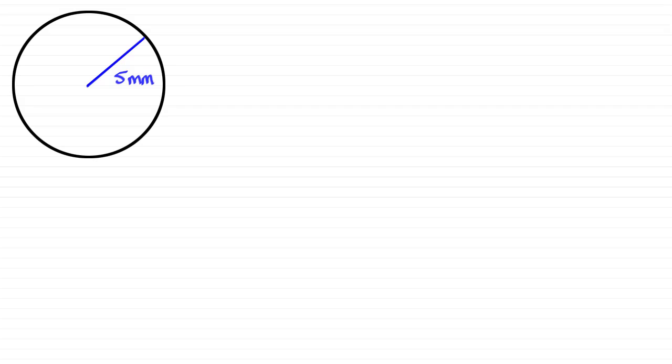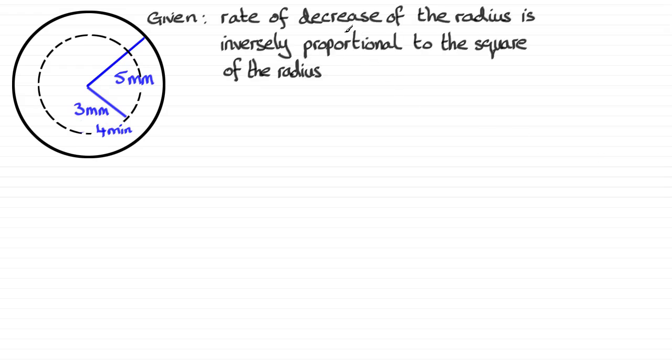So for this question then, what I've done is just drawn a sketch of our sweet. Initially it has a diameter of 5 millimeters, and then we're told that after 4 minutes its radius is now down to 3 millimeters. We're also told that the rate of decrease of the radius is inversely proportional to the square of the radius. And we're being asked to find an equation relating the radius to the time. And we must define the units that we use.